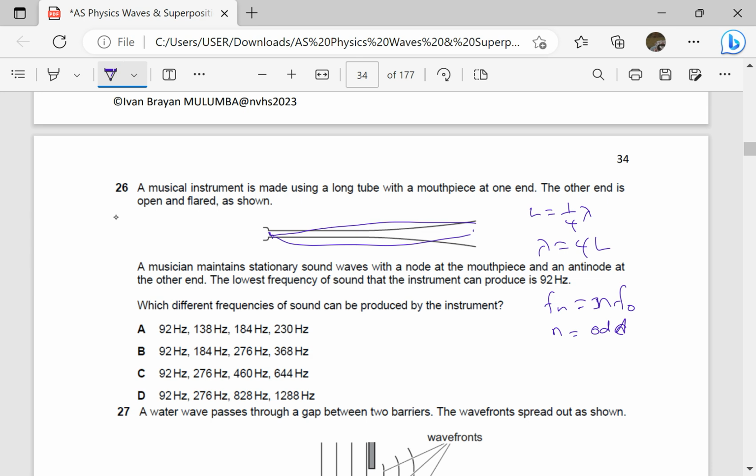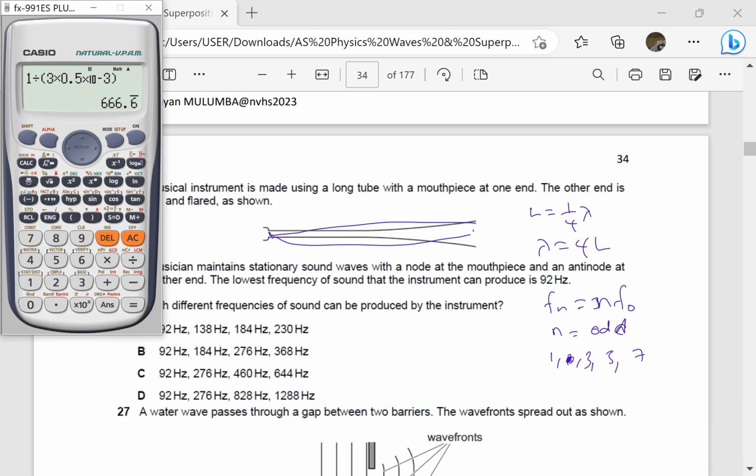For n equals 1, f1 is equal to f naught. So the first frequency is that one. The second odd number: we have 1, then 3. 2 is missing, 4 is missing, we have 5, 6 is missing, we have 7. So the second one is going to be 3 times 92, because the fundamental is 92. That is 276.